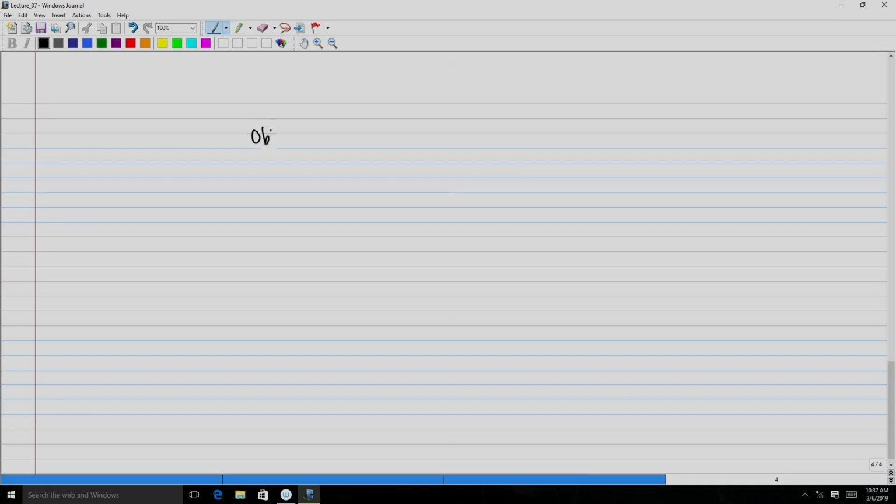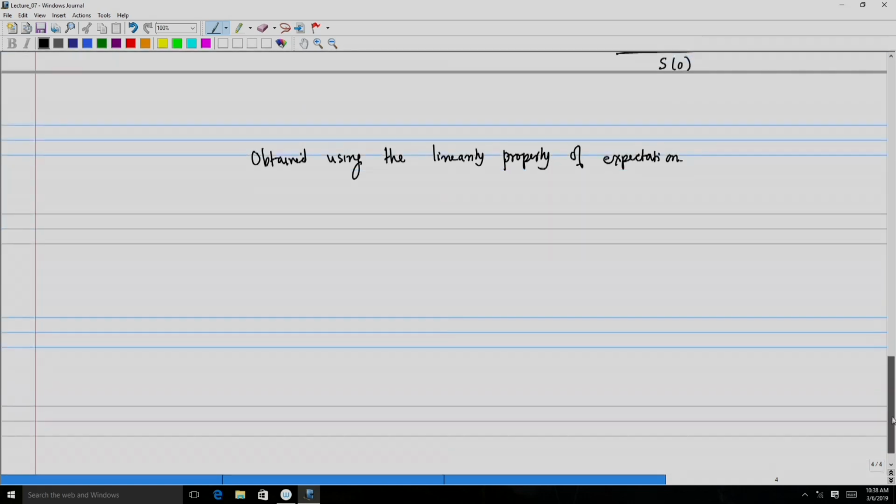And this was obtained using the linearity property of expectation. So, once we have obtained this, let us look at how you can make use of this.